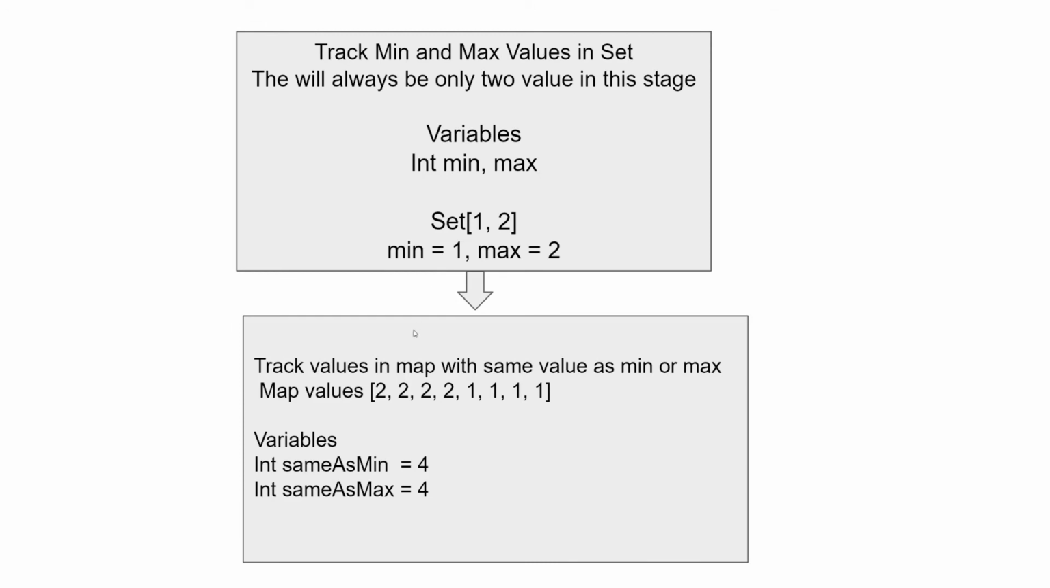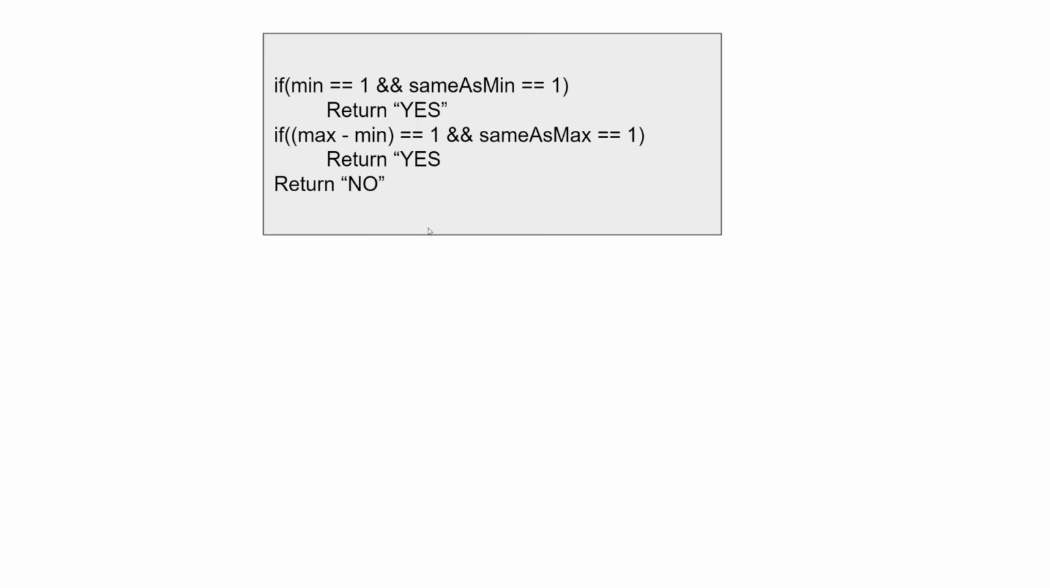In this case, yes, that is true. Max is 2, and the min is 1, so we get 1 from there. And the same as max is equal to 5 because I missed 1. So the same as max is not equal to 1. So we're going to go ahead and skip this if statement, and we're going to return the default no as the answer.